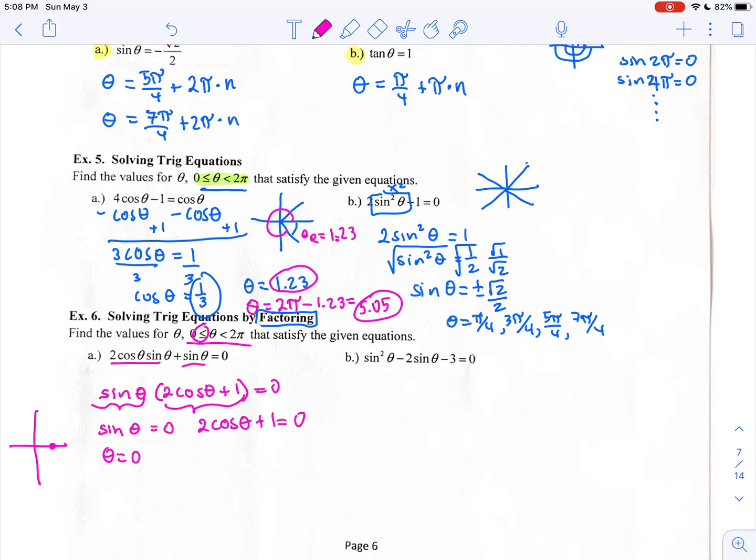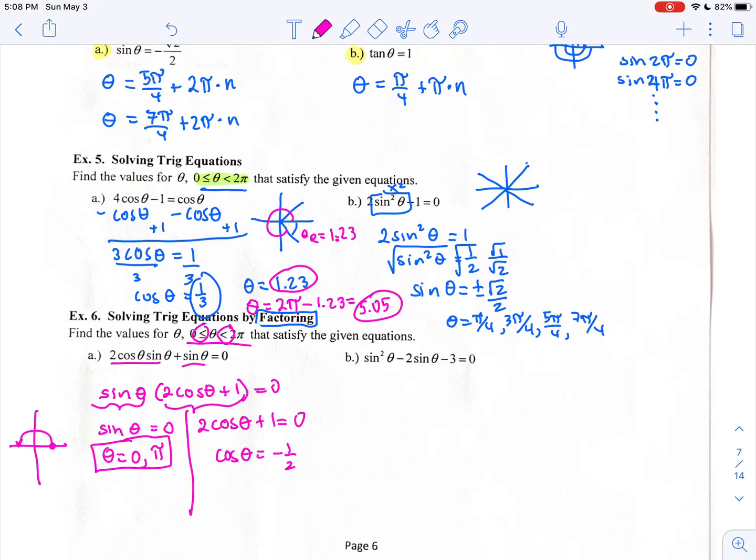0 is inclusive in the values that are allowed in the range. And then the next value I can think of is pi. At pi, sine is also 0 because y is 0. And then if we do another half a revolution of the circle, we get to 2 pi. However, 2 pi is not part of my range, so I would not include that. So therefore, these are 2 answers from the first factor. Now I'm going to do the second factor. If I isolate cosine of theta, I get -1/2.